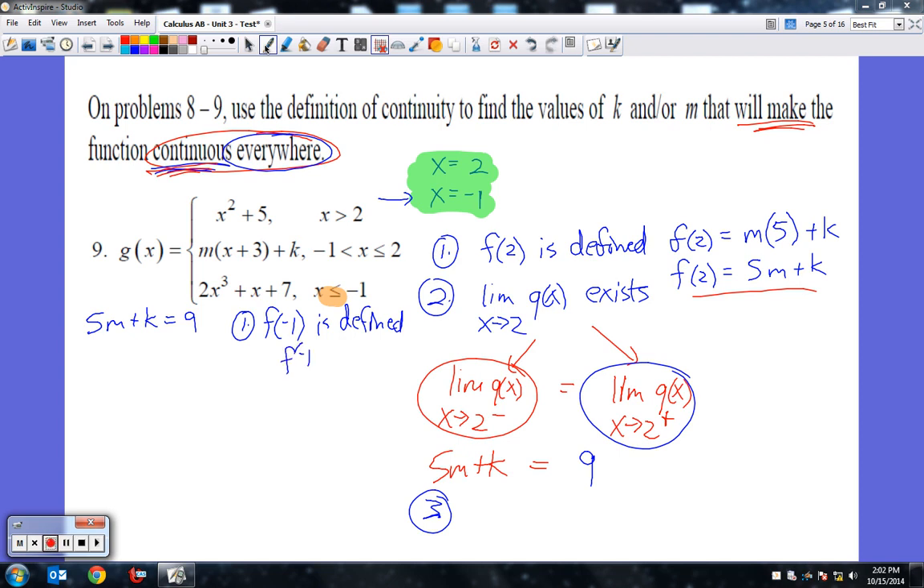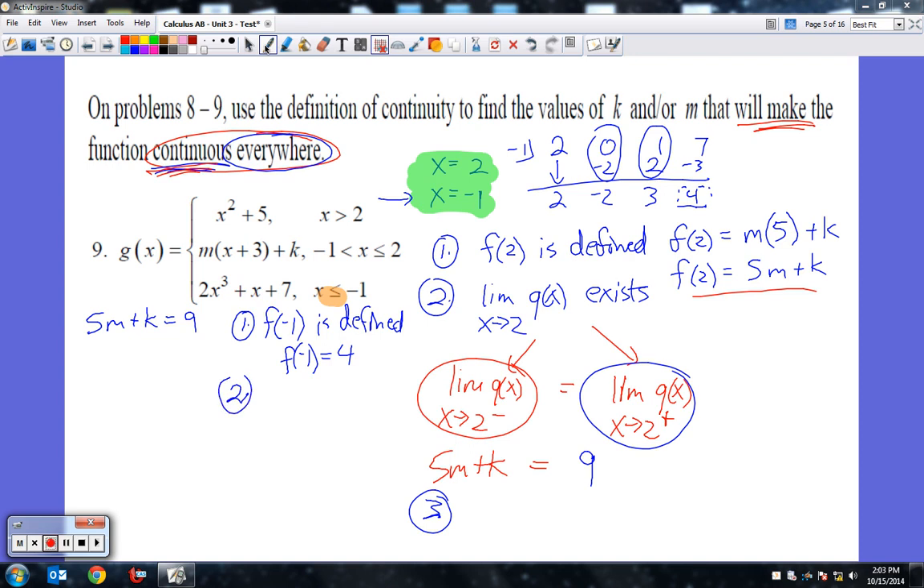F of negative 1, we're just trying to find a y output. If you don't have your calculator, synthetic division can be used. 2, 0 for the x squared term, 1, 7, and you can put negative 1 to find out what the y value is here. So you get 2, negative 2, negative 2. Remember, just copy that down, then multiply. Then we add, then we get positive 2. We add to get 3, negative 3, we get 4. So f of negative 1 is equal to 4.